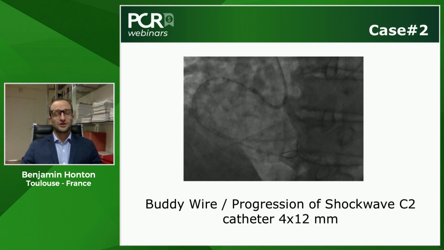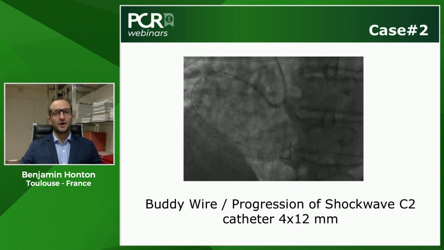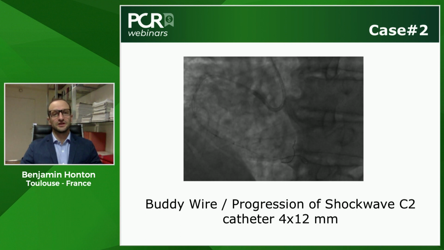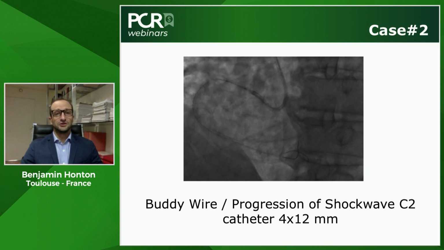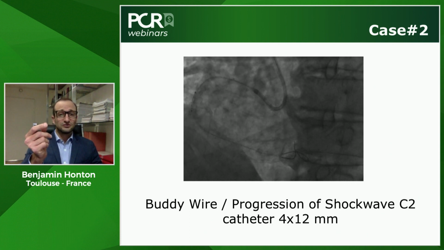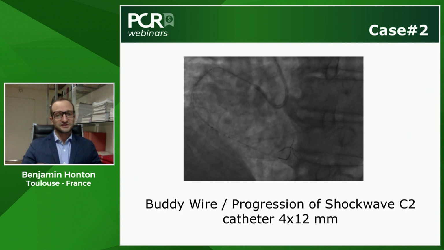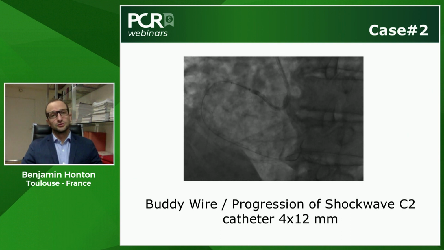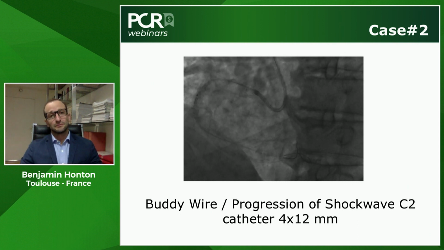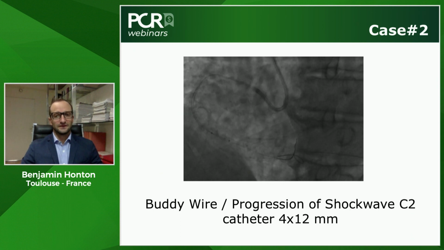And to increase our support, we will use a buddy wire technique. We try to avoid the guiding catheter extension technique because of the tortuosity, and so we go with the buddy wire. And you can see this nice progression of the C2 Shockwave catheter, 4 millimeter balloon, until the distal part. And of course, you can see that the buddy wire technique has straightened the second part and the tortuosity of the right coronary artery.